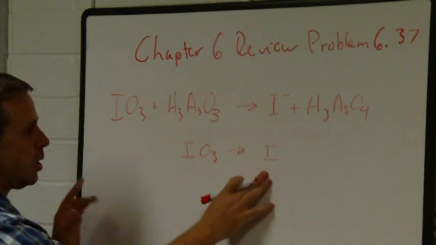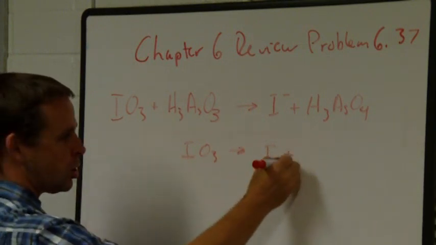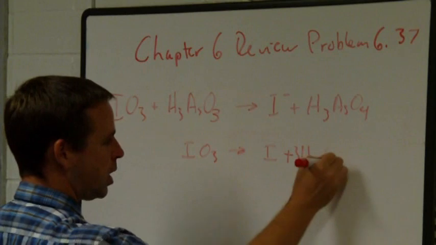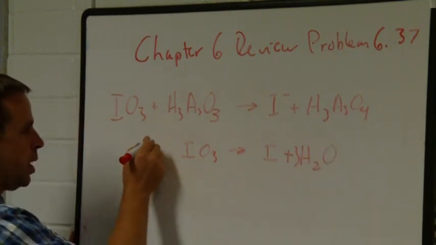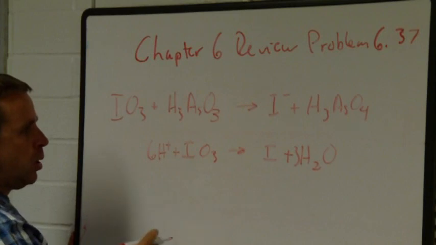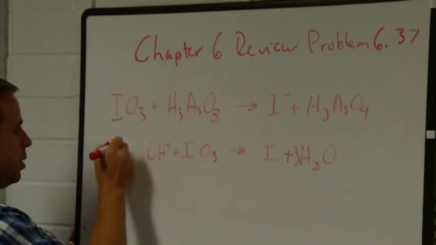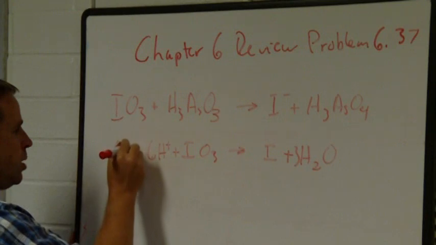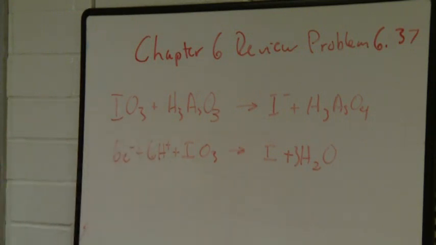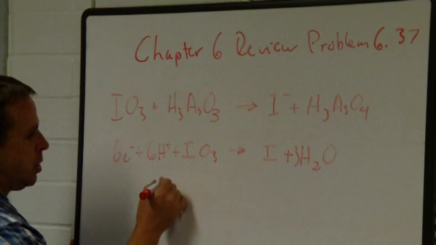Here we balance everything that's not oxygen and hydrogen. It's done. Balance oxygens by putting water on the side that needs the oxygens. We need 3 oxygens. Now we add 6 H pluses over here. We add electrons to the more positive side. Let's try that again. 6 electrons. All right. So that's that half of the reaction.